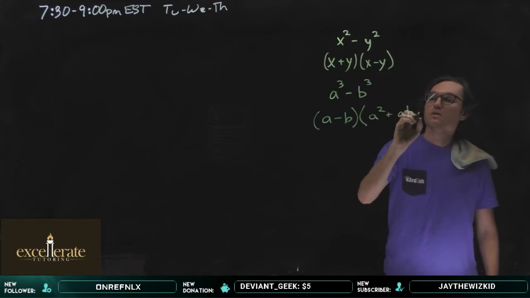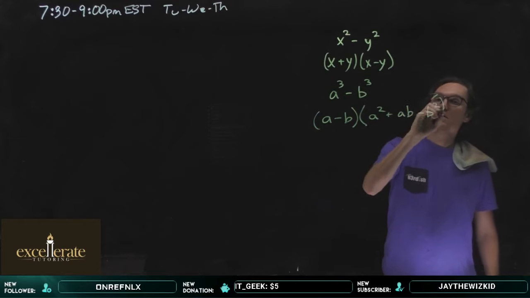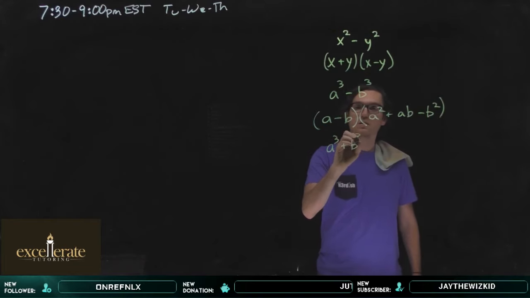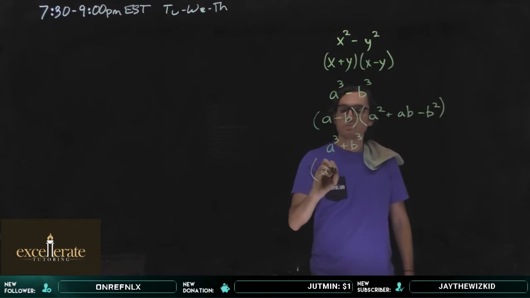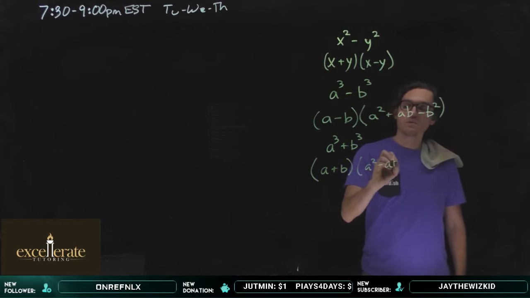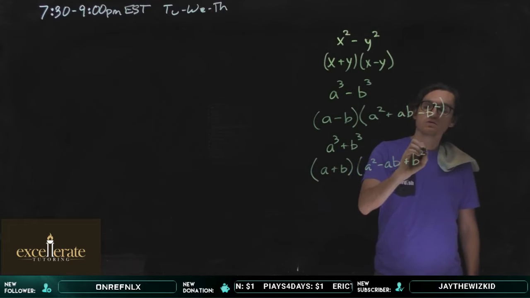Let's see, a^2 b minus b squared. And then if you have the sum of cubes, I believe that is (a plus b)(a squared minus ab plus b squared).